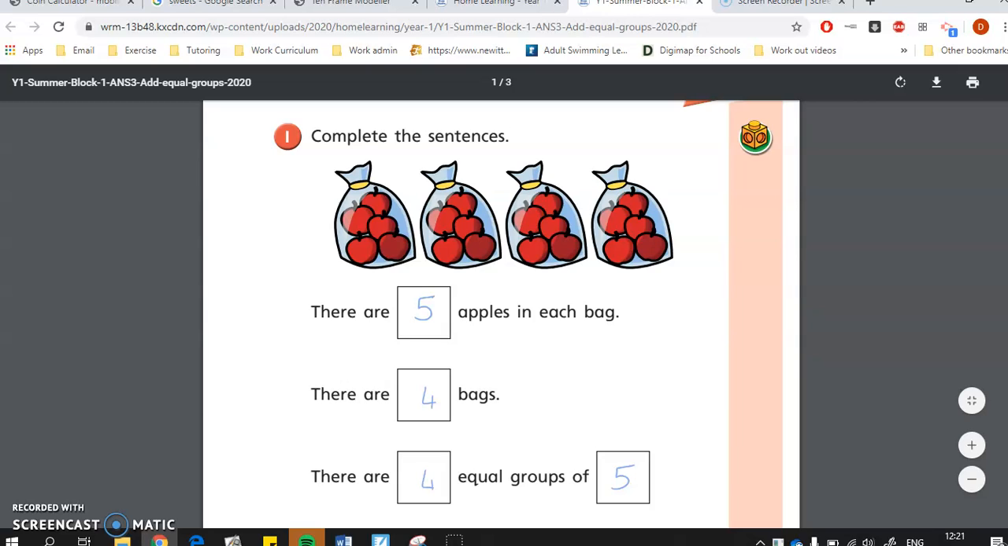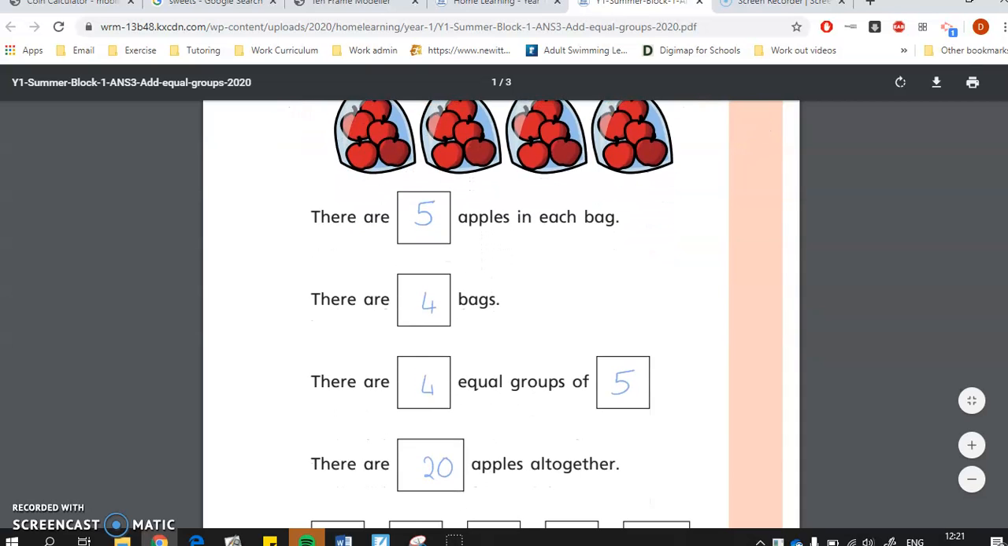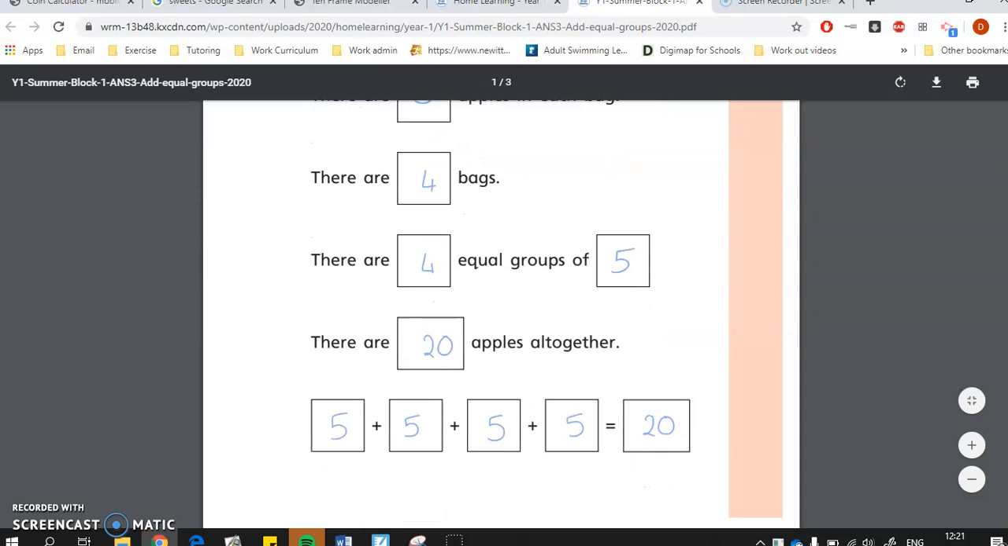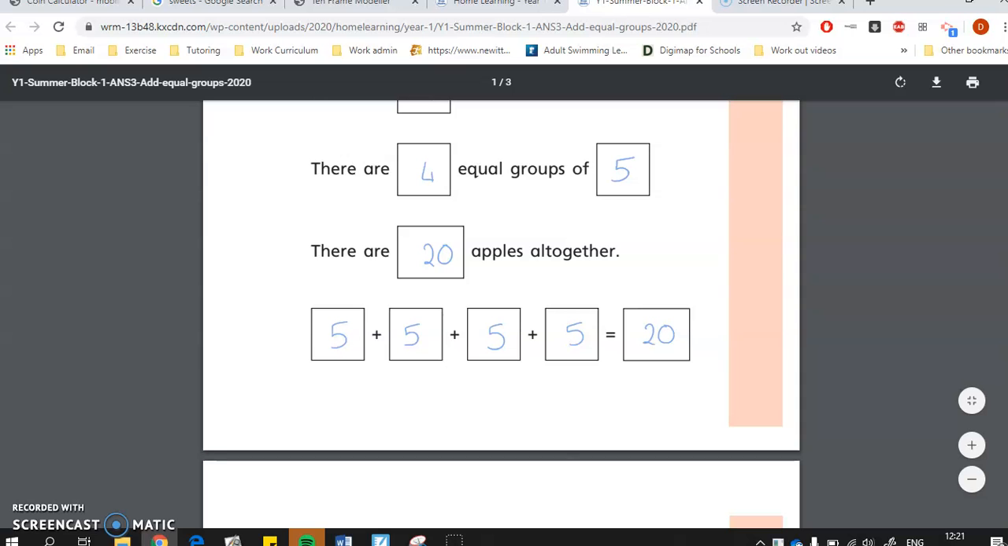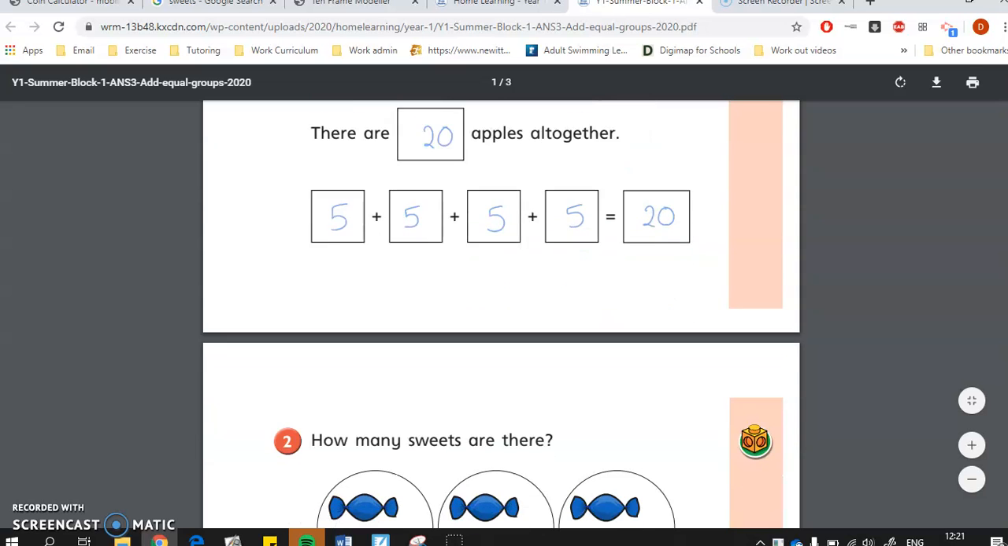There are 5 apples in each bag. There are 4 bags. There are 4 equal groups of 5. There are 20 apples altogether. 5 add 5 add 5 add 5 makes 20.